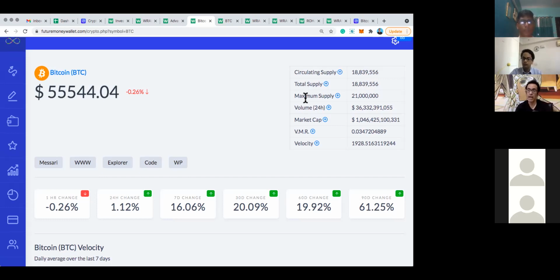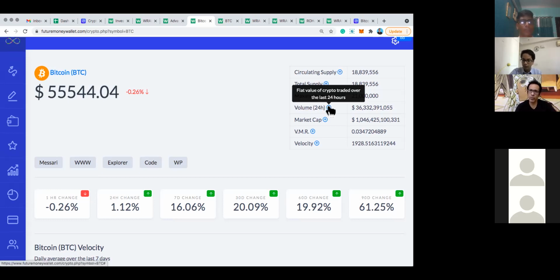And maximum is how much can be created ever. In Bitcoin, it's fixed at 21 million. In Ethereum, there is no limit. So the Ethereum team could decide to suddenly come out with billions of ETH, and nobody can stop them. So some cryptos are finite, some are infinite. Is that clear?